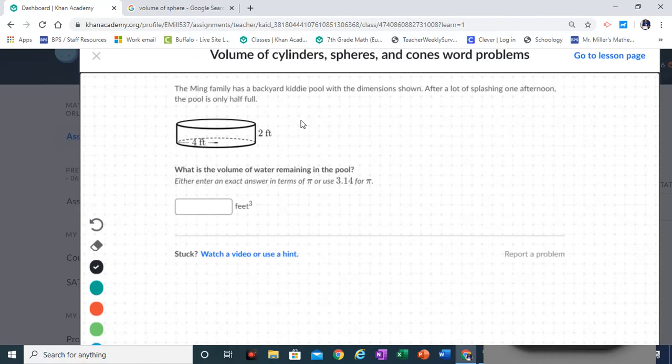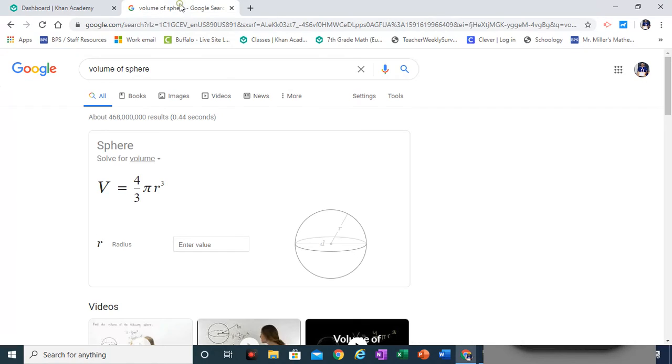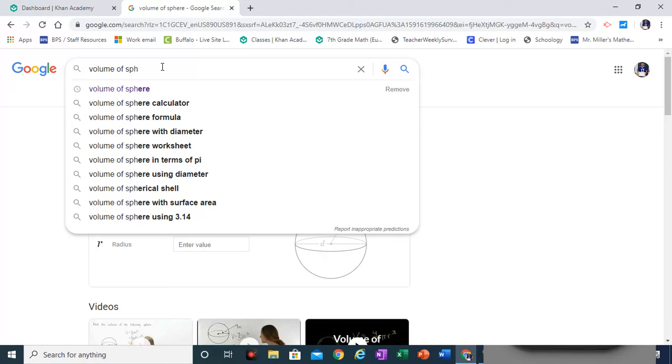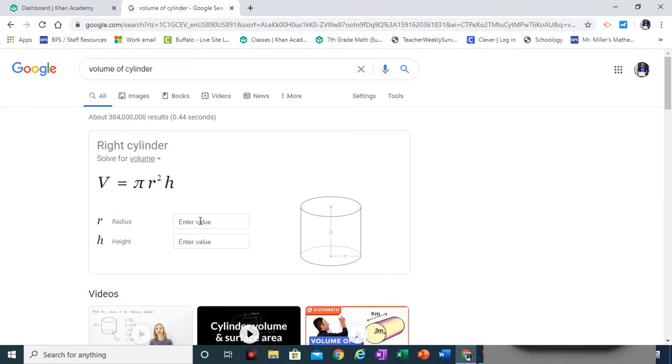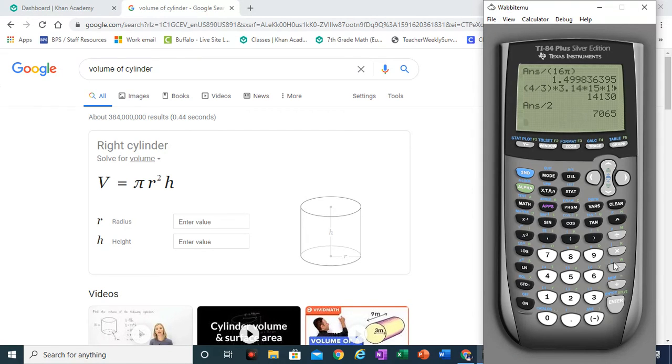If this is the original pool, which is 4 feet for the radius and a height of 2, we need to find the volume of this cylinder. But we want the volume of the water, so we need to take half of that amount. So, volume of a cylinder. Again, we could just plug in the radius and the height and it would find it for us, but I'm going to show it on the calculator.